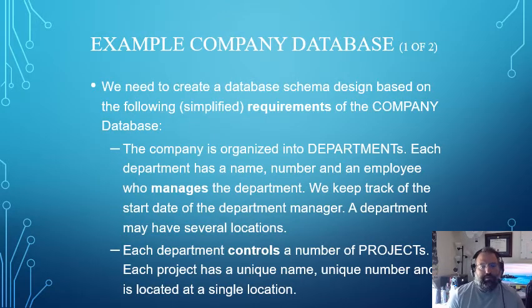So in this case, we're going to talk a little bit about an example company database. We need to create a database schema design based on the following very simplified set of requirements for a company. The company is organized into departments. So the things that are all uppercase are essentially entities that you want to be paying attention to. Each department has a name, so that's an attribute, a number, and an employee who manages the department. So somebody is tasked with managing.